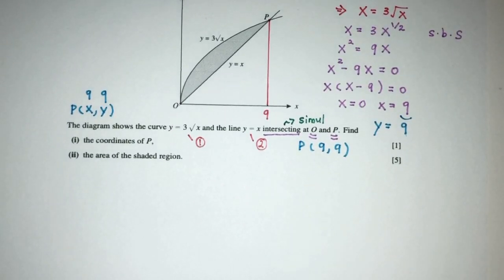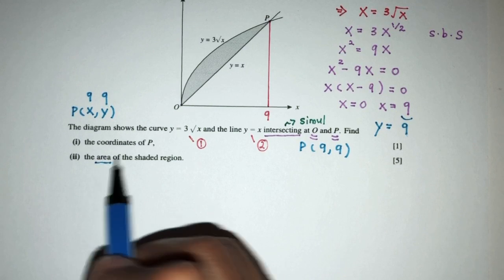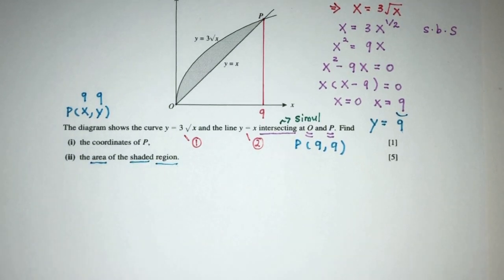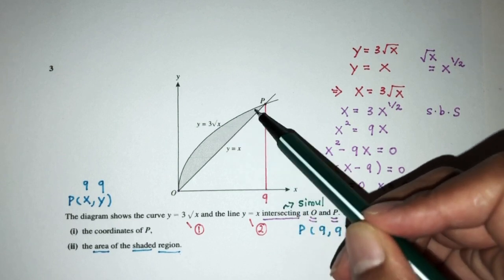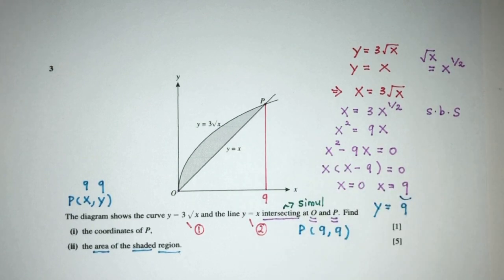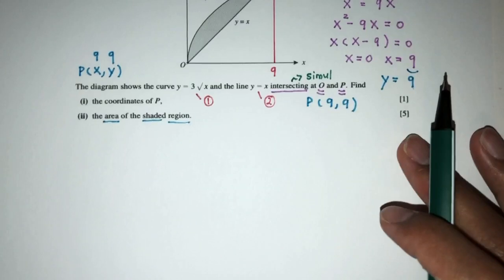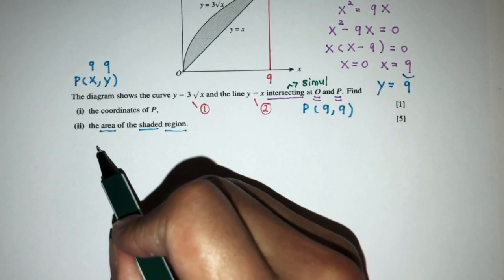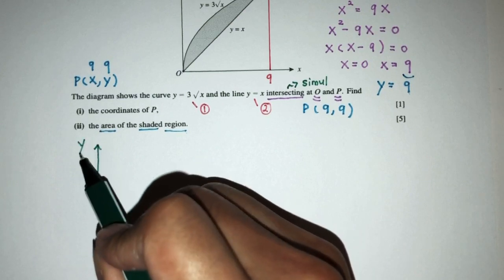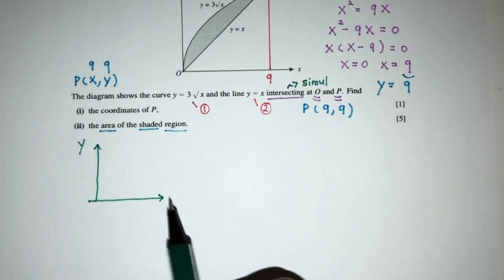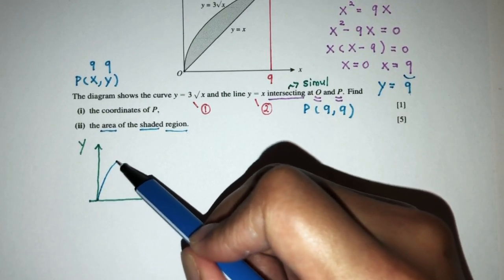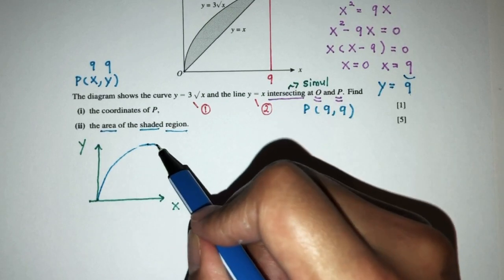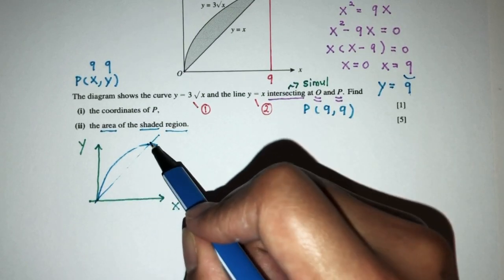Now for part 2, we have to find the area of the shaded region. Okay, so let's observe how we can find this. To find this area, we first realize, for example, let me draw something. So my graph is like this. This is my y and my x value. This is the graph that I have. That will be this, and this is the line.